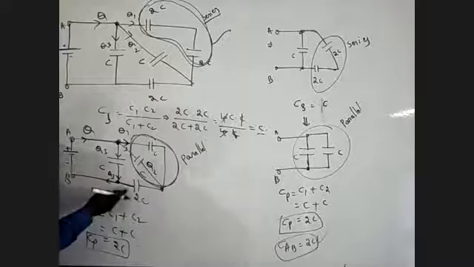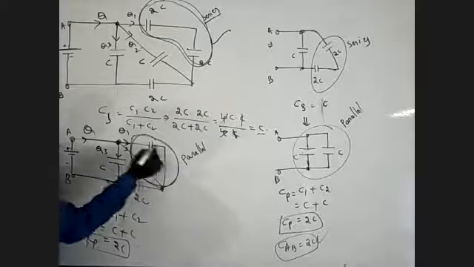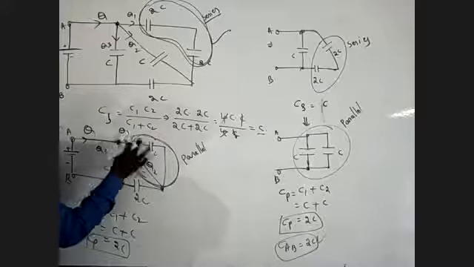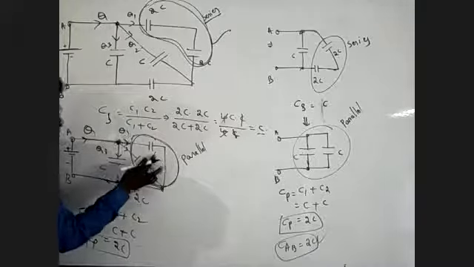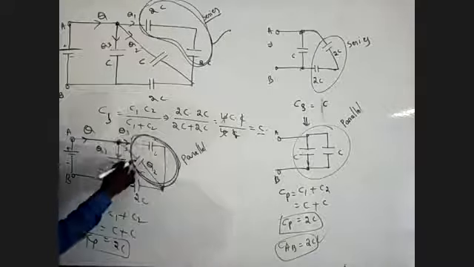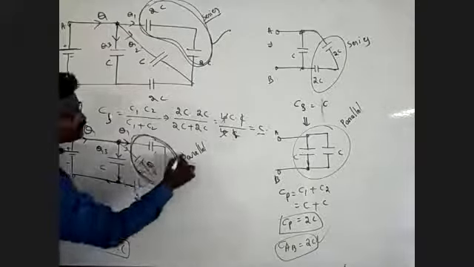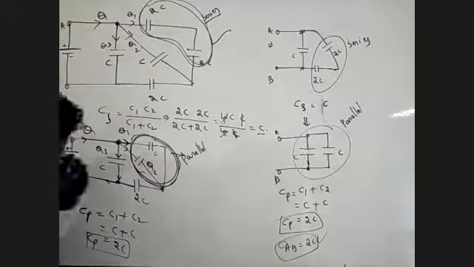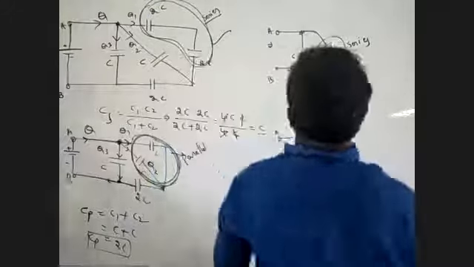Again, this connection is different. So Q1 is for this capacitor, and Q2 is for this capacitor. The charges are different for the two capacitors in a parallel connection. Parallel connection. Again, the circuit is modified like this.